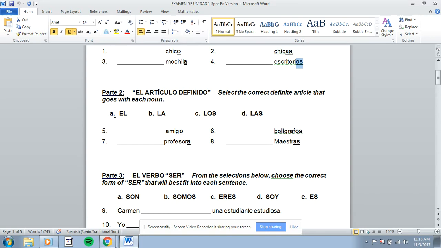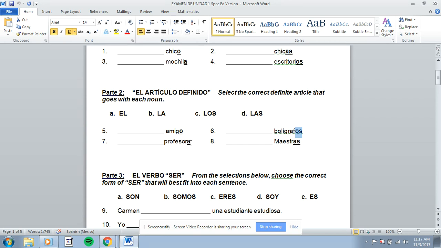You're going to use each one, A, B, C, and D, one time each again, just like in 1 through 4. Number 5 is the word amigo, ends in an O, so it's masculine and singular. So pick the article you would use with that one. Número 6, number 6 is right next to it. So it's the word bolígrafos, which is masculine and plural. So pick el, la, los, or las, whichever one would go with a masculine plural noun.